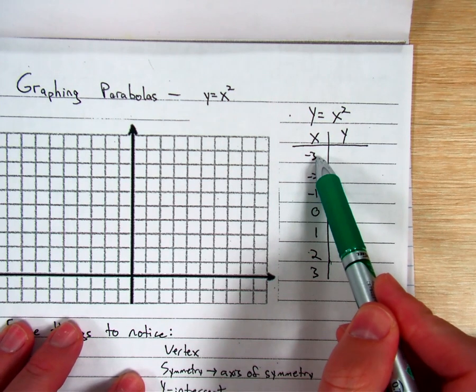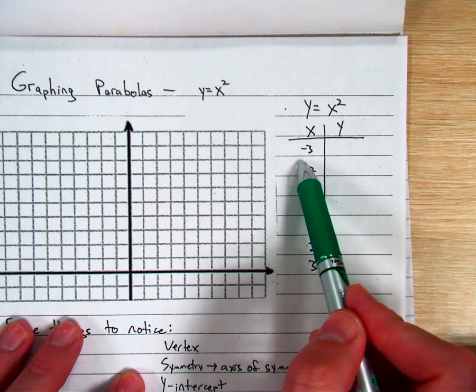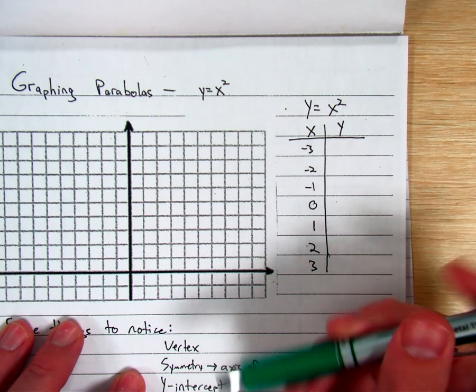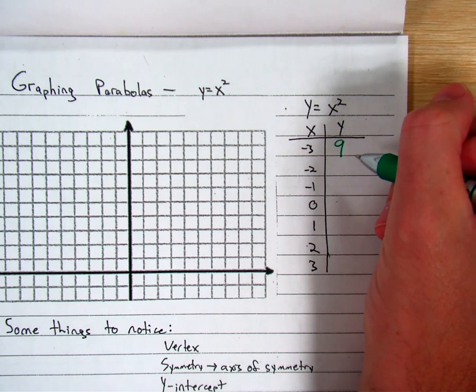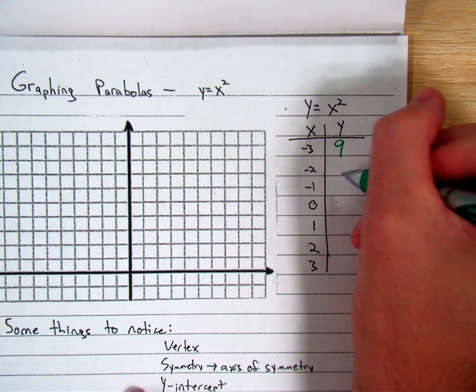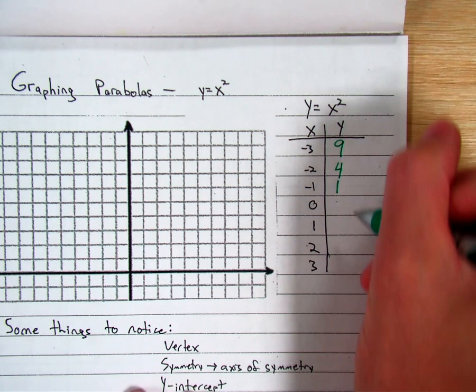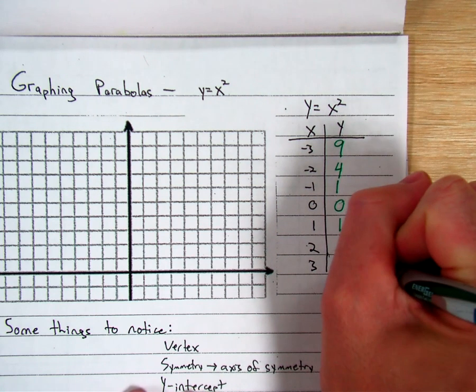Nobody, not one class, made this mistake today, so let's see if you can do it too. -3 squared is +9. -3 times -3, a negative times a negative, is +9. And then +4, +1, 0, 1, 4, 9.